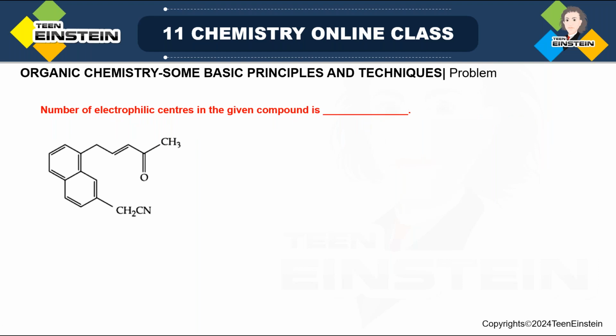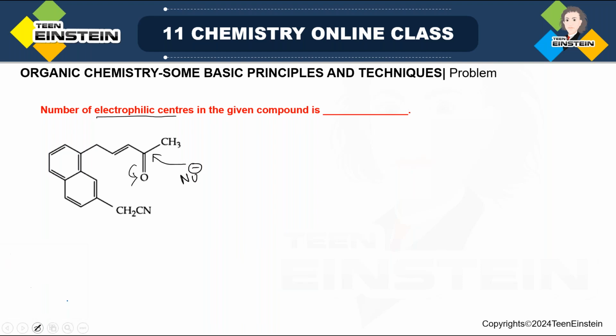Number of electrophilic centers in the given compound is. Electrophilic center means what? The center which itself is electron deficient and is searching for some electron density. That means it is searching for some nucleophile. So we have to find those centers where nucleophilic attack is possible, right? Now here we have a carbonyl group, and if I have any nucleophile, it can attack here and the negative charge will be over oxygen. So this type of attack is possible.